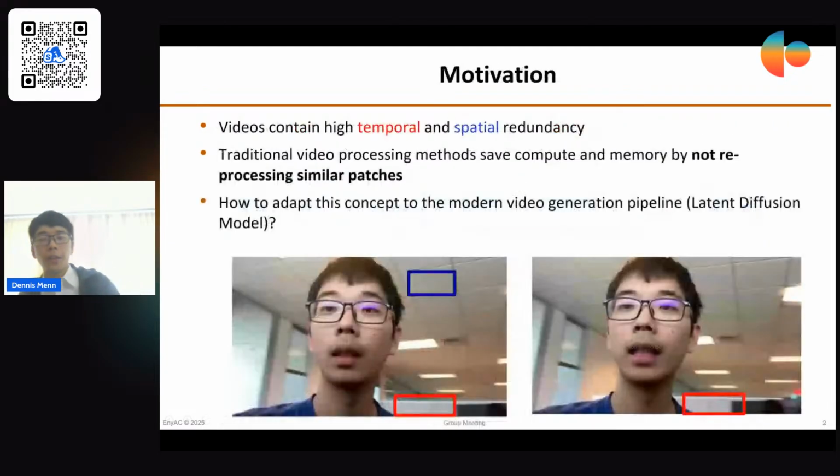The motivation of our work is that we all know videos contain high temporal and spatial redundancy. In traditional video processing, researchers save compute and memory by not reprocessing similar patches in pixel space, for example, MPEG and JPEG. The question we want to ask is, can we adapt this concept to the modern video generation pipeline, which is a latent diffusion model, to save compute?